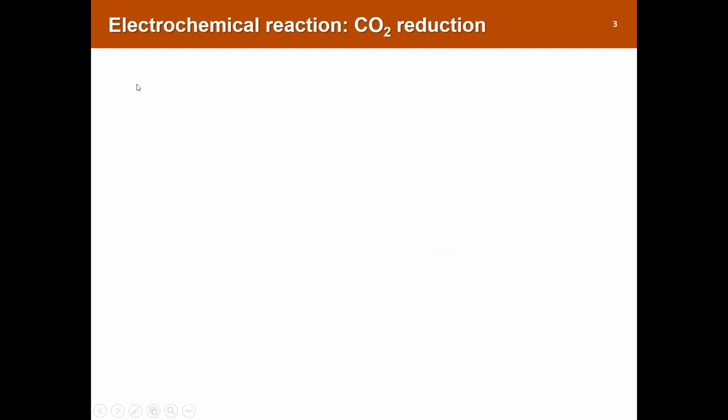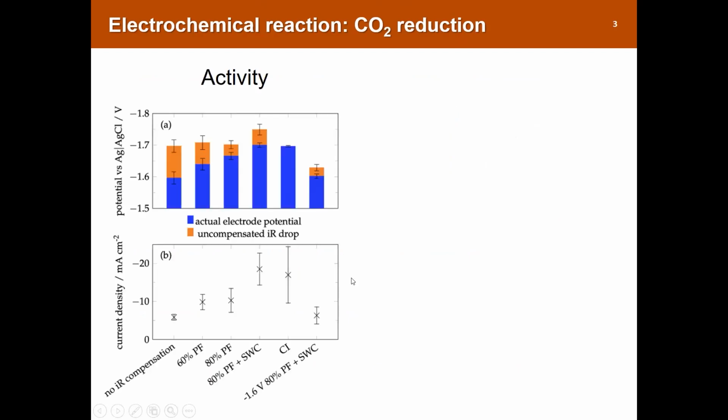So the first example is the CO2 reduction reaction. It's a kind of popular electrocatalysis reaction. Depending on how we apply our compensation here, on the x-axis, the left column is no IR compensation, PF means positive feedback, and CI means current interrupt mode, so different IR compensation methods. And here, 60, 80%, okay, I forgot to mention this one. We can apply different degrees of IR compensation. Theoretically, we should apply the current times RU, and we have to do the 100% IR compensation, right?